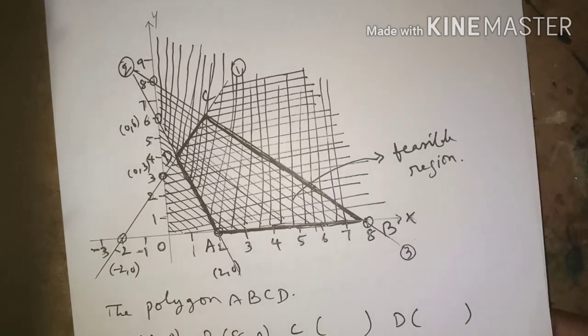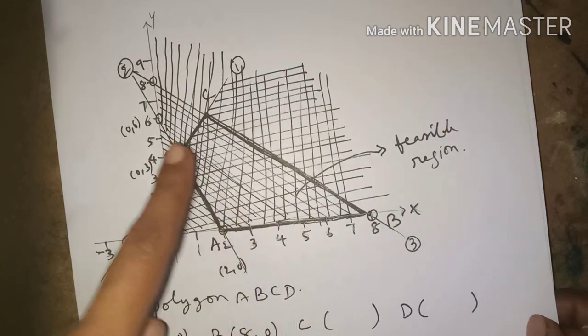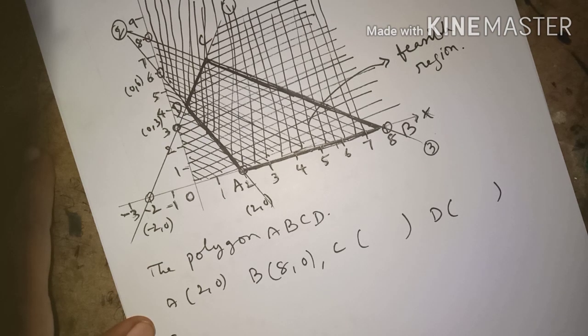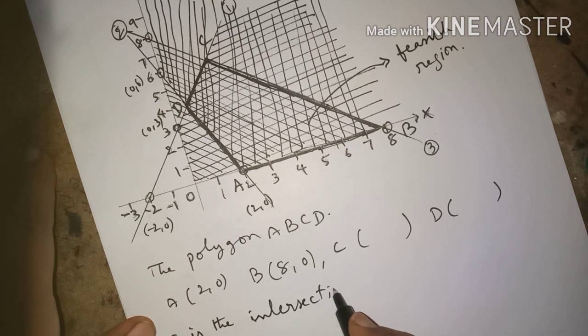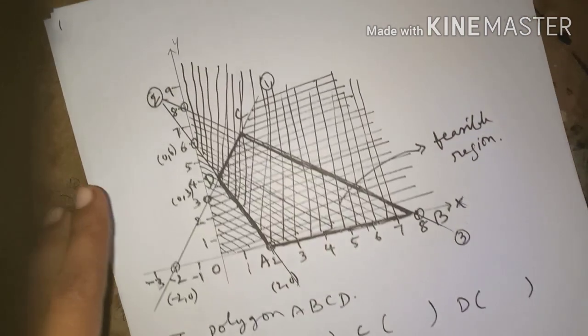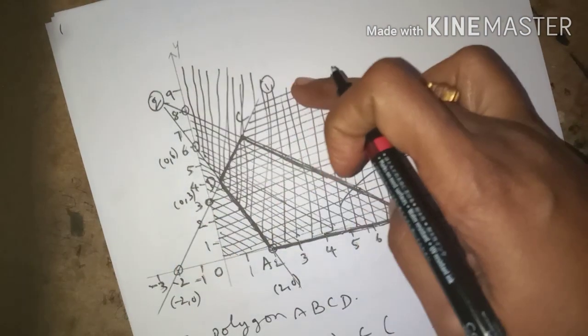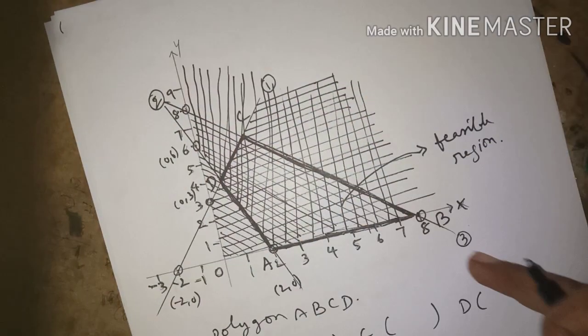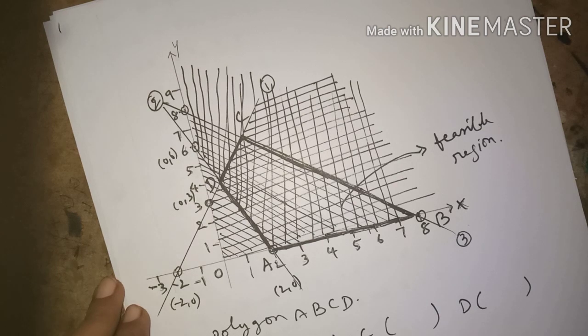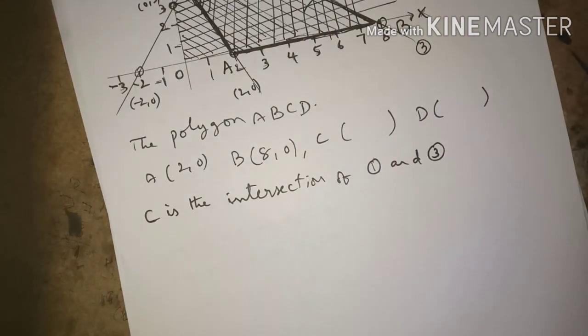Now if you observe the diagram very carefully, C is the intersection of which two lines? Observe the graph carefully. C is the intersection of the first line and the third line. This is the third line. C is the intersection of first and third lines.